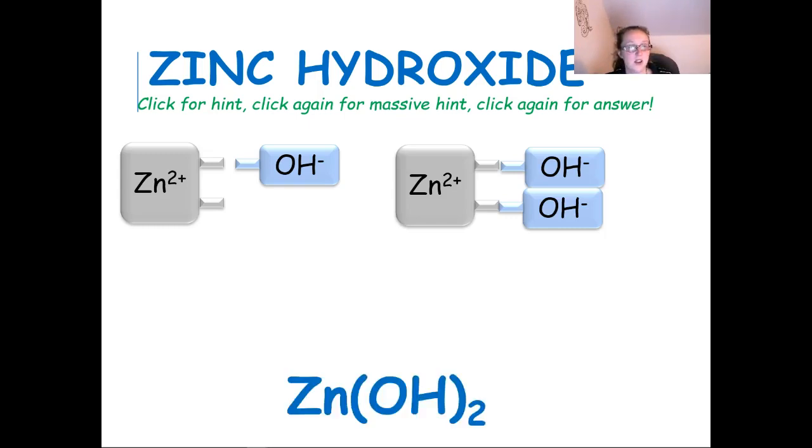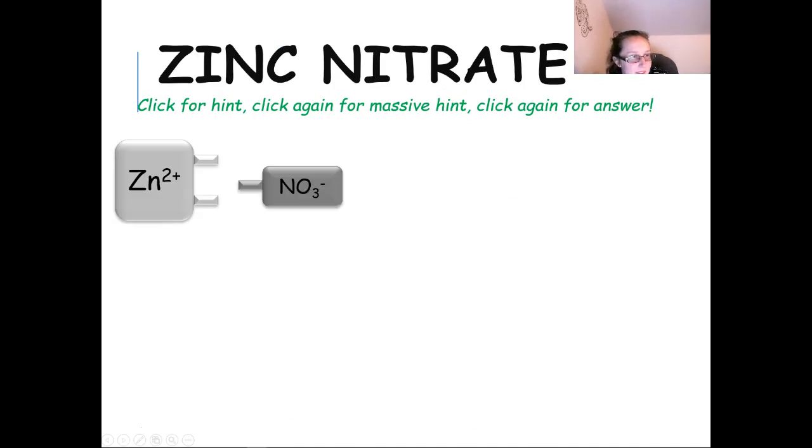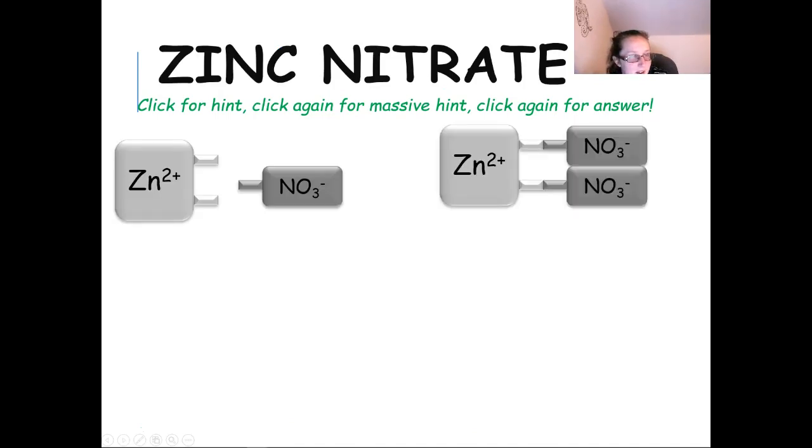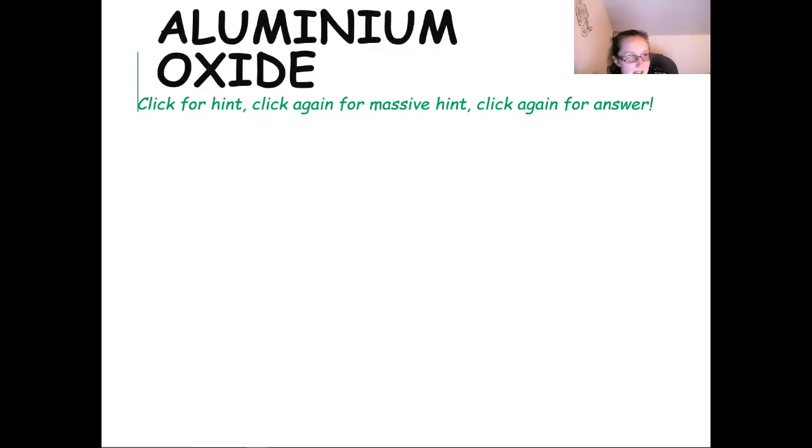Answer. Notice where the brackets are in this one, because we've got 2 of the OH, so the 2 is for all of the OH, which is why I'm going to put the brackets in when we do this formula. If you didn't put the brackets there, it would be 1 Zn, 1 O, and 2 H's, which is clearly not what we've got here. Zinc nitrate. Again, don't forget to think about brackets. There's your formula. Aluminium oxide then.